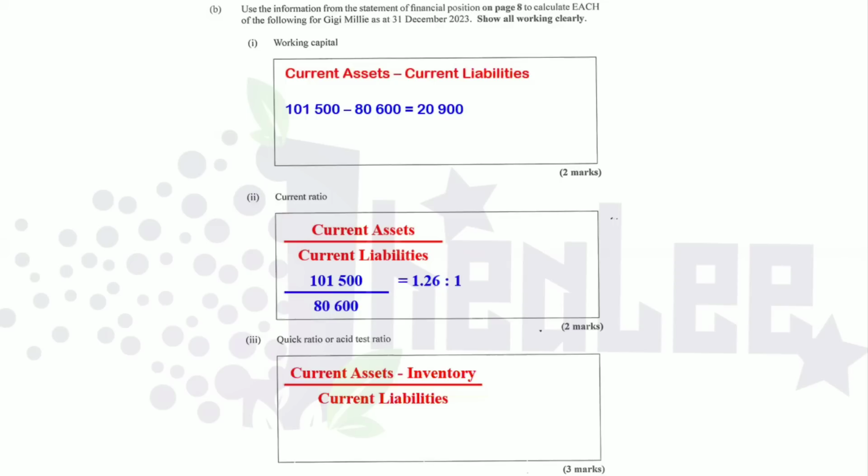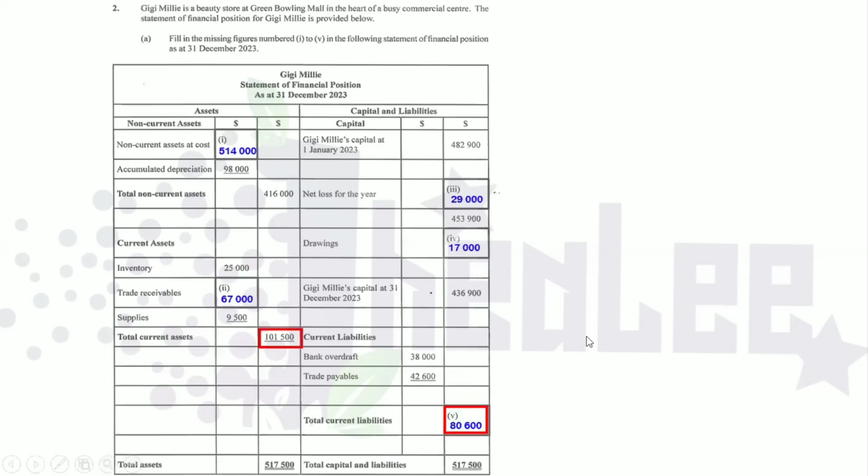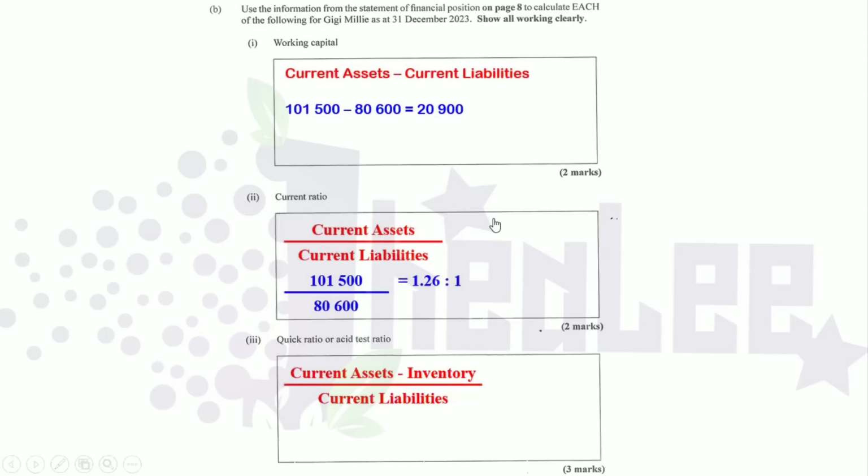Now, we have to go back to the question to get the inventory value. Yes, we have the current assets and we have the current liabilities, but we have to go back to the question to find out what is the closing stock value. And that value is 25,000. So now that we have those three values, let's proceed to do our workings of the acid test ratio. And that is the 101,500, which is the current assets, minus the inventory of 25,000, divided by the current liabilities of 80,600. What is the result? That is 0.95 to 1.